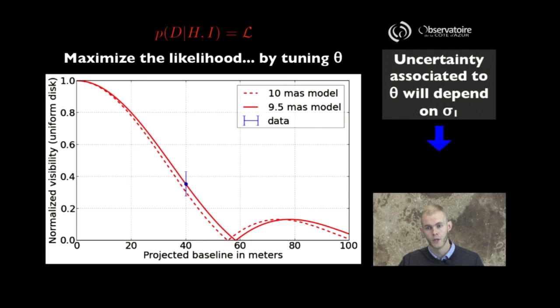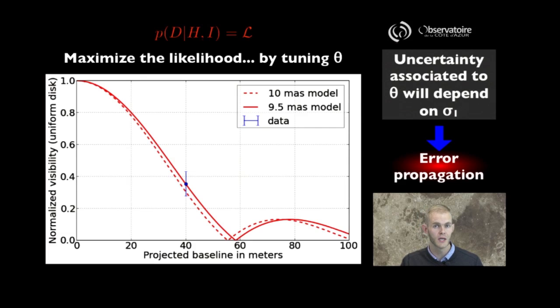Now remember that we also have uncertainties associated with this data point, which means that there are actually several curves, several such values of theta, that would make a somewhat acceptable solution. And so these uncertainties on the value of the visibility are going to translate into uncertainties on the value of the parameter we're going to estimate. In the videos that follow, we're going to look at what rules the propagation of errors from one place to the next.